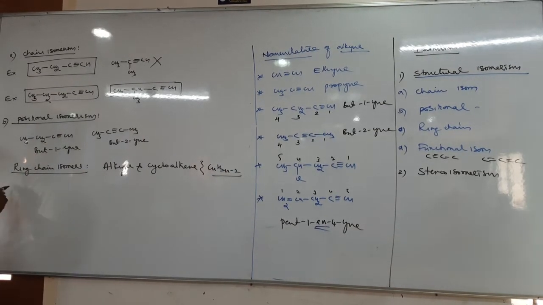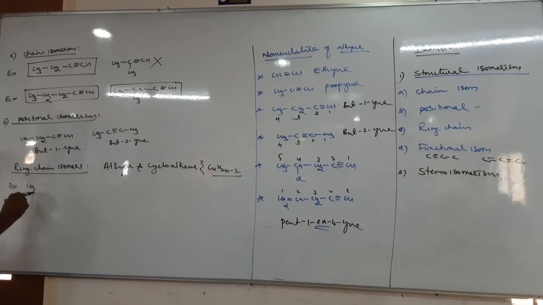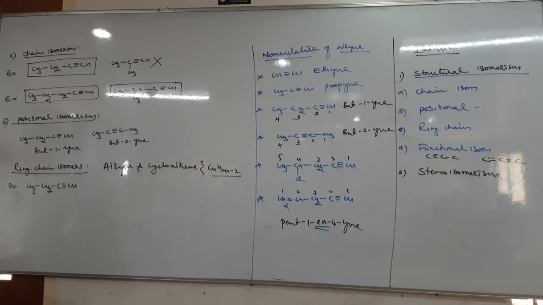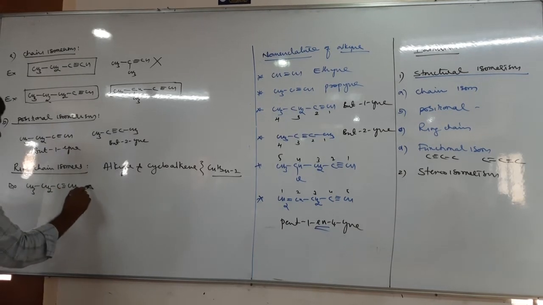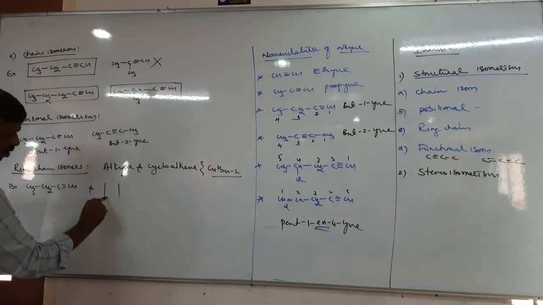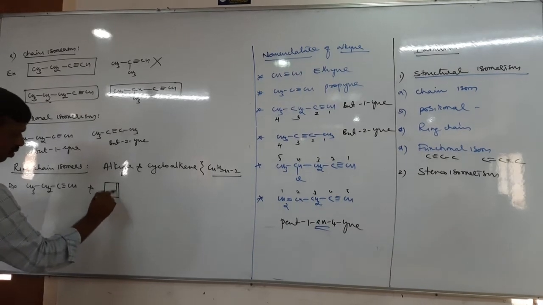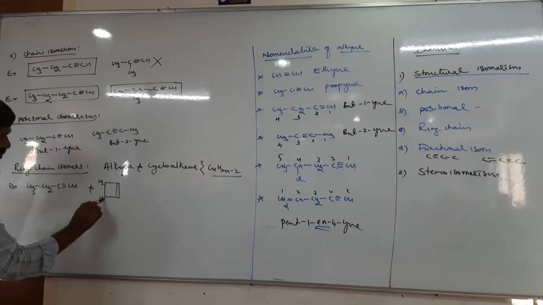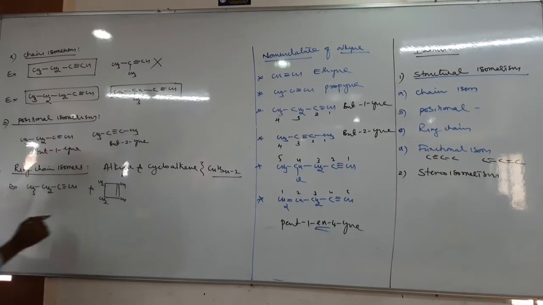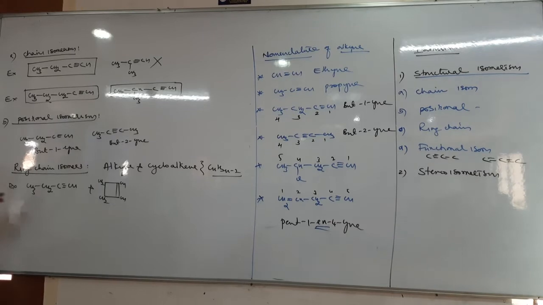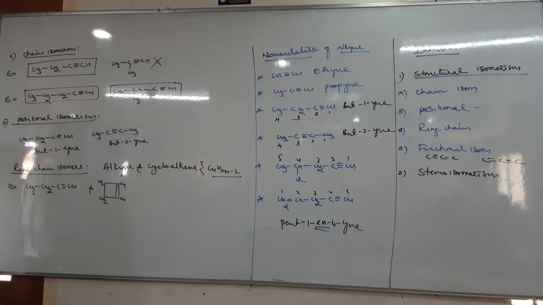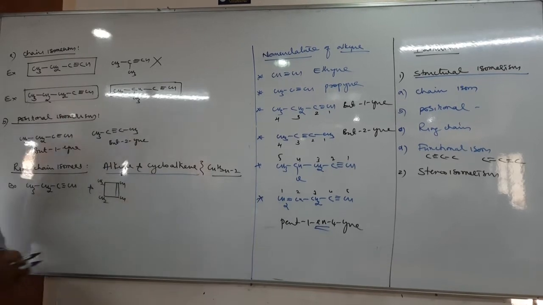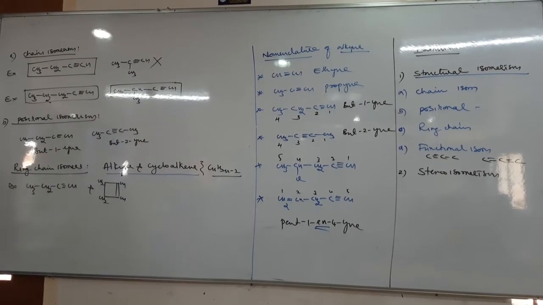For example, let us take butyne and cyclobutene. Butyne and cyclobutene both have the same molecular formula. One is an open chain, another is a cyclic ring. So the important point here is that alkynes and cycloalkenes are ring chain isomers.